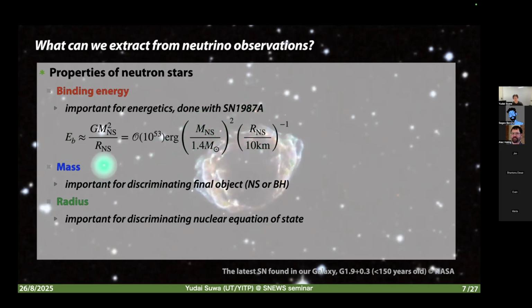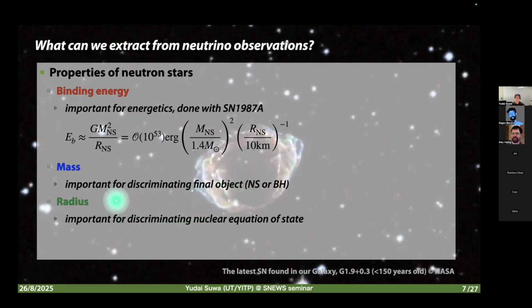So mass is important because in order to discriminate the final object, so neutron star or black hole, we need to estimate the mass. If this mass is small enough compared to the maximum mass of a neutron star with a specific equation of state, we can expect within the supernova there is a neutron star. But if this number is too large, let's say 3 solar mass, then the central object would be a black hole. This is very important to say something about the final object.